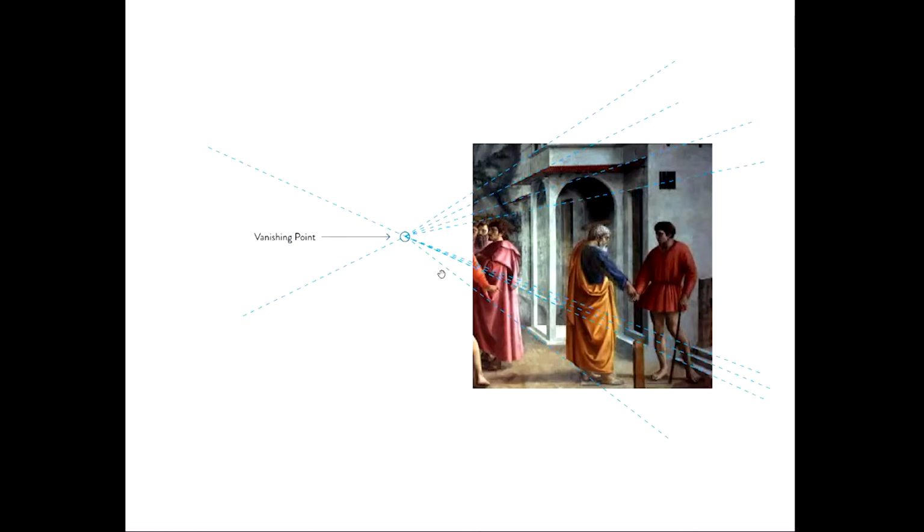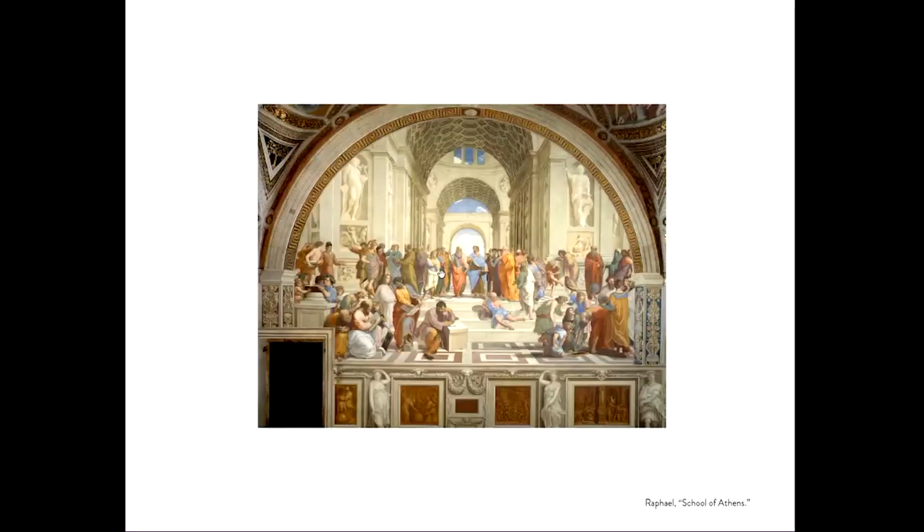shrinking back down to that vanishing point. It's fading away into nothing and into obscurity. So that's a way that you can wrap your head around it. It's the way our eyes see and register information, is that it's getting smaller and smaller as it gets further away from us. And so what we're doing is mathematically replicating that to give the illusion that a 2D image is actually three-dimensional. Here's another example, Raphael's School of Athens.